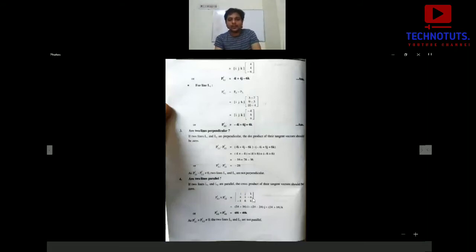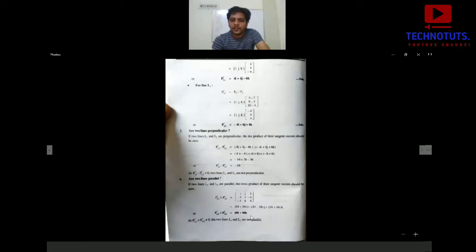Now let us find out whether the two lines are parallel to each other or not. So the condition is that when the cross product of the tangent vectors of the two lines is equal to 0, then you can say that the two lines are parallel to each other. Okay. So let us determine the cross product of the two tangent vectors N1 and N2. The cross product is given by the matrix i, j, k. For line number 1, the P dash obtained is 4, 4, minus 6. And for line number 2, the P dash is obtained as minus 4, 6 and k.